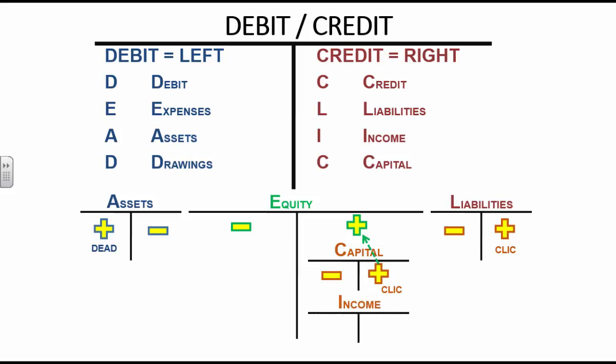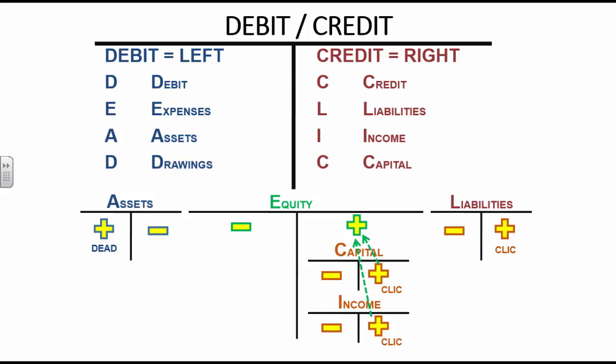Income is also a CLIC account. Income will be credited if it increases. More income means more money for the business. Now so far, more is more and less is less. The only two that might look like the opposite way around and might confuse you are the last two. So if they do confuse you, stop there and just remember that everything else is a negative effect on equity.